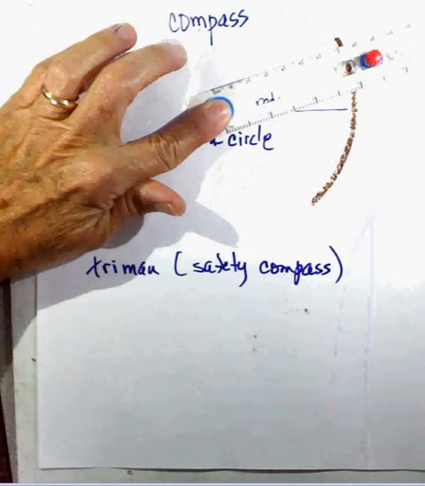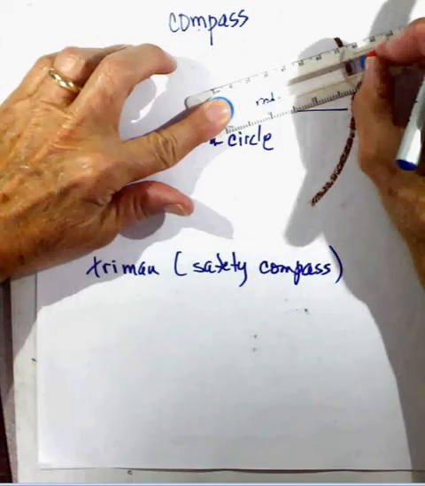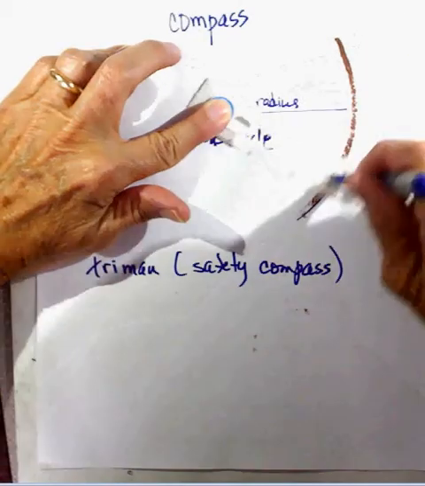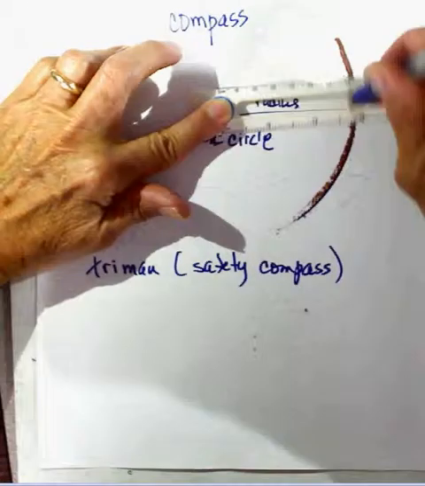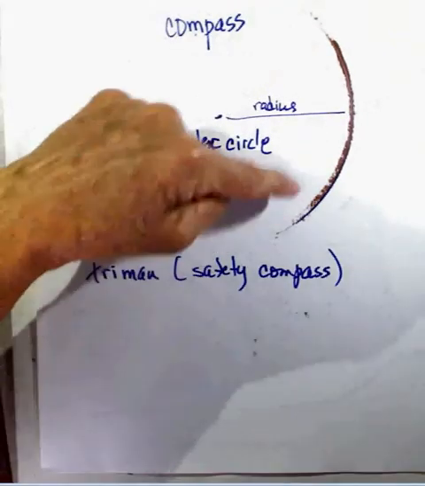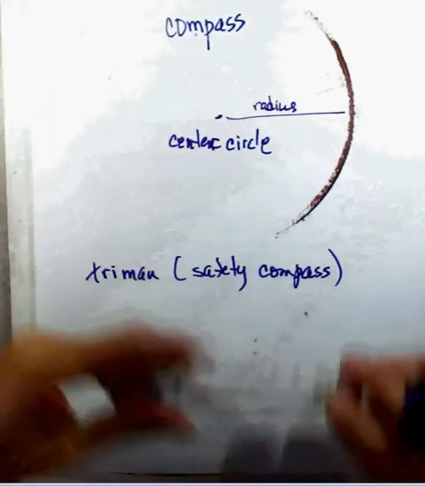So I'm going to set my radius, and then I tighten it up. That way it's not going to slide once I tighten it. All right, and then I can make my arc, and as you can see, it makes a much nicer arc, and it's not starting to go down like the other one did because the radius got changed.